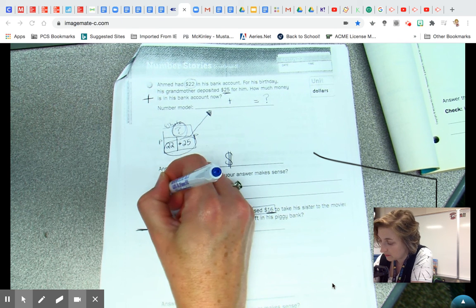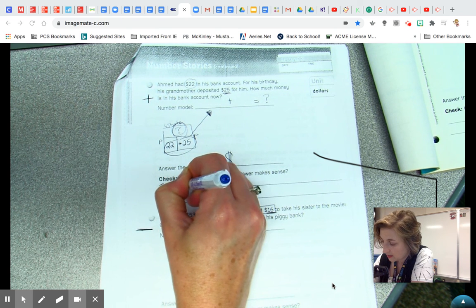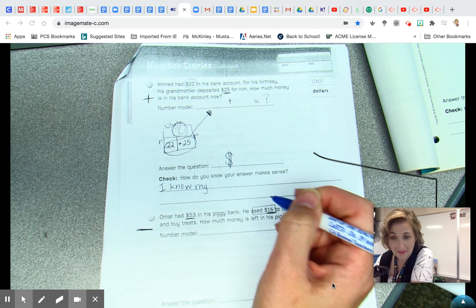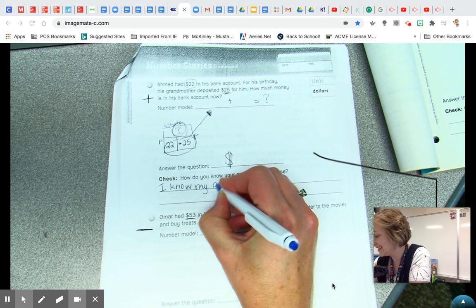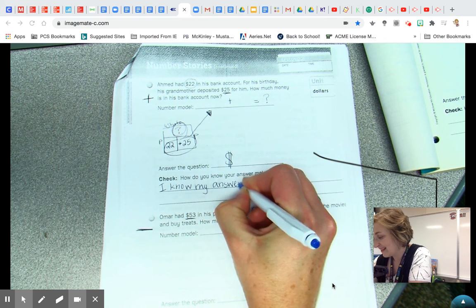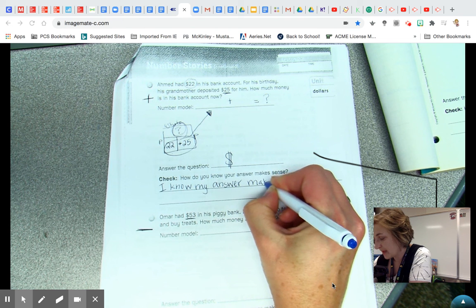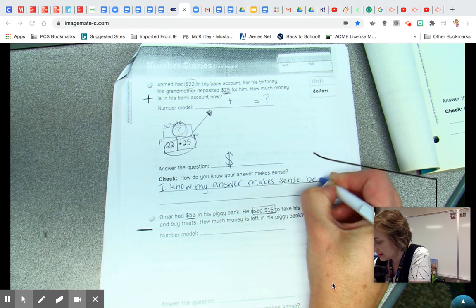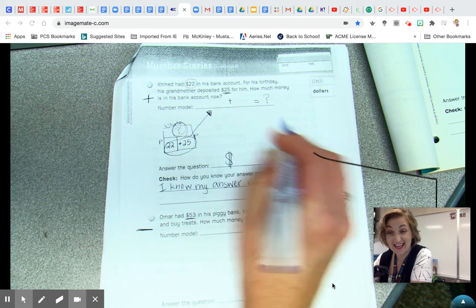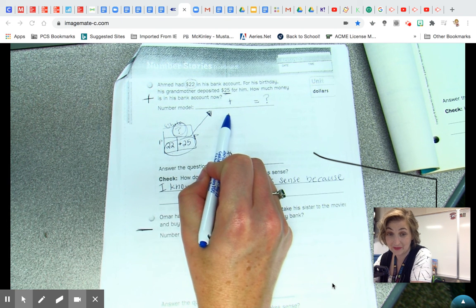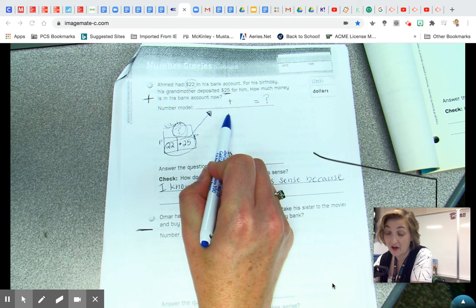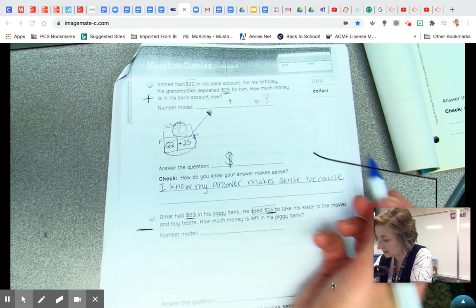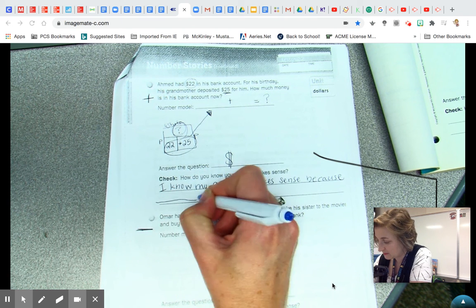I know. Don't just say I did it in my head. I know my answer makes sense because did he get money or lose money? So you need to talk about because he got money. I'm going to leave a blank here. Blank money.